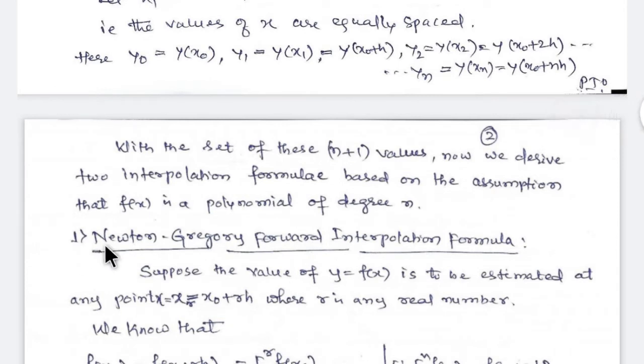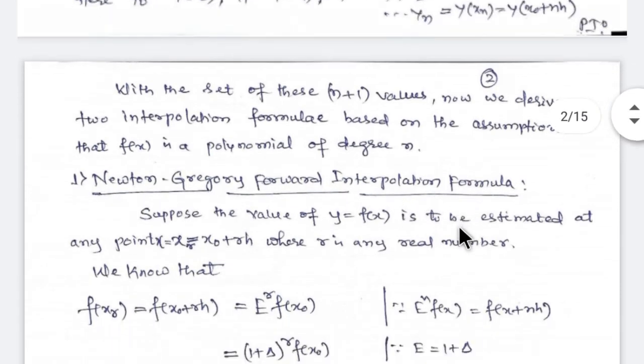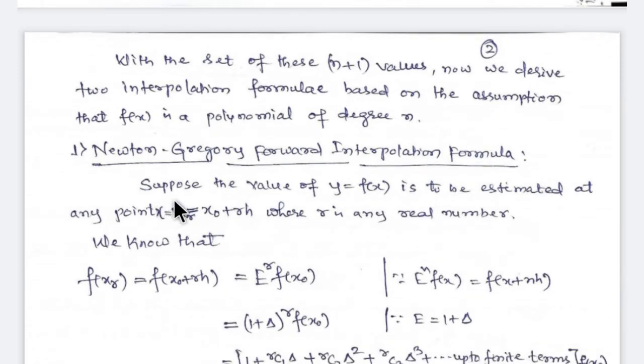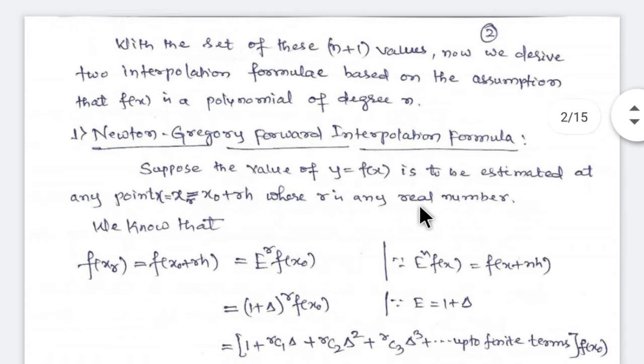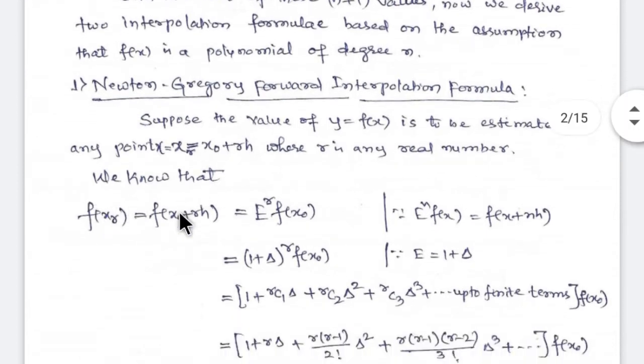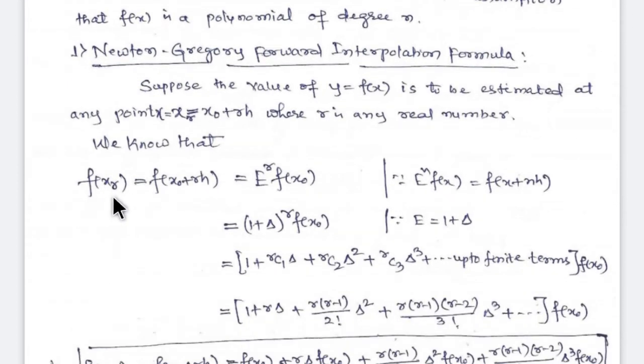First one, the Newton-Gregory forward interpolation formula. You see that suppose the value of y equal to f of x is to be estimated at any point x equal to xr. That is, xr can also be written as x0 plus rh, where r is any real number. We know that f of xr equal to f of x0 plus rh. This can be written like this.